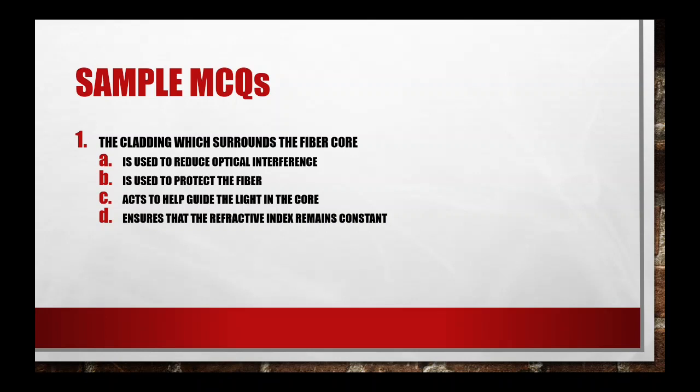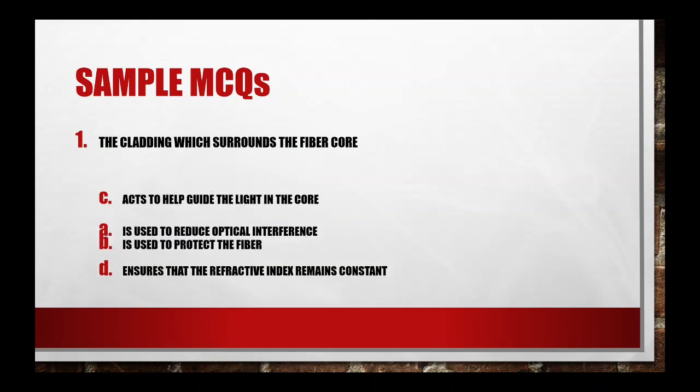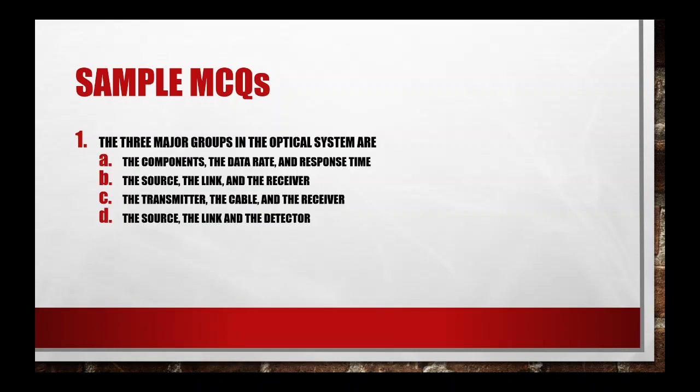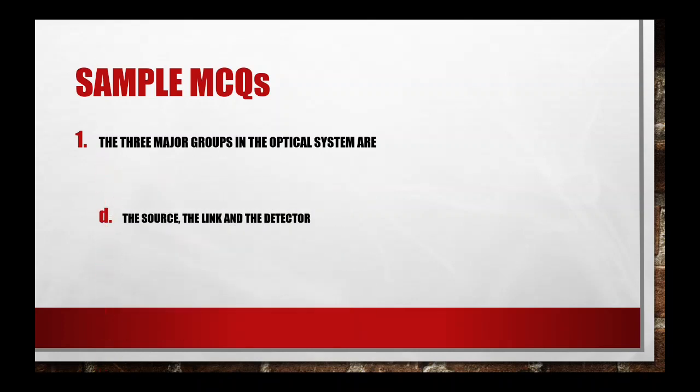So, other MCQs, ito ang mga objective type question. The cladding which surrounds the fiber core: A. Used to reduce optical interference, used to protect the fiber, acts to help guide the light in the core, ensures that the refractive index remains constant. So dito is acts to help guide the light in the core. Next, the 3 major groups in the optical system are source, link, detector. So, letter D. Tawag natin sa transmitting part sa source, then meron kang link, optical link, and then detector.